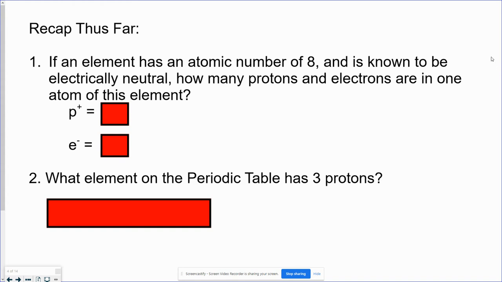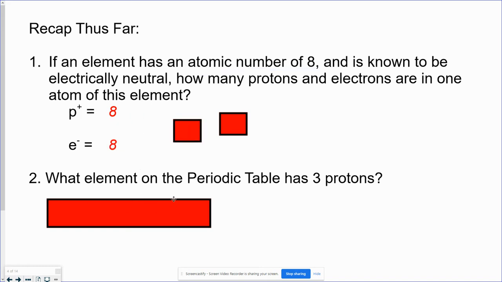So if we have an element that has an atomic number of 8 and is known to be electrically neutral, how many protons and electrons do we have? Well, the key part of this is electrically neutral. Atomic number of 8. Well, atomic number is the number of protons, so I know that I have 8 protons. If I have 8 positives and I need to be electrically neutral, then I must have 8 negatives.